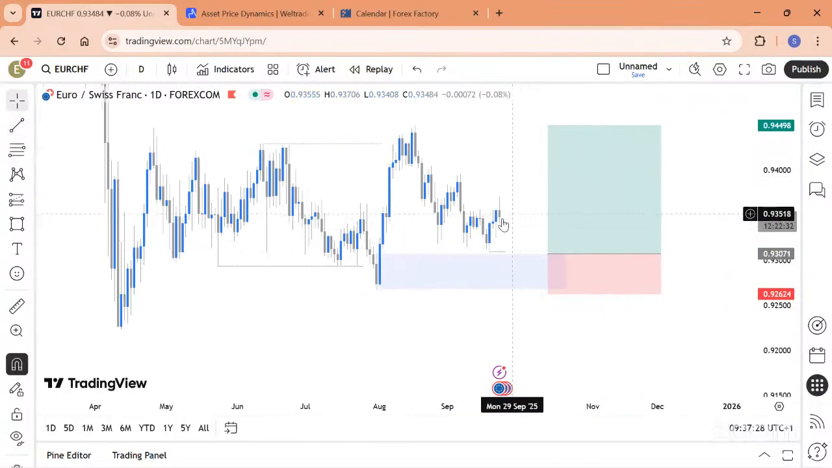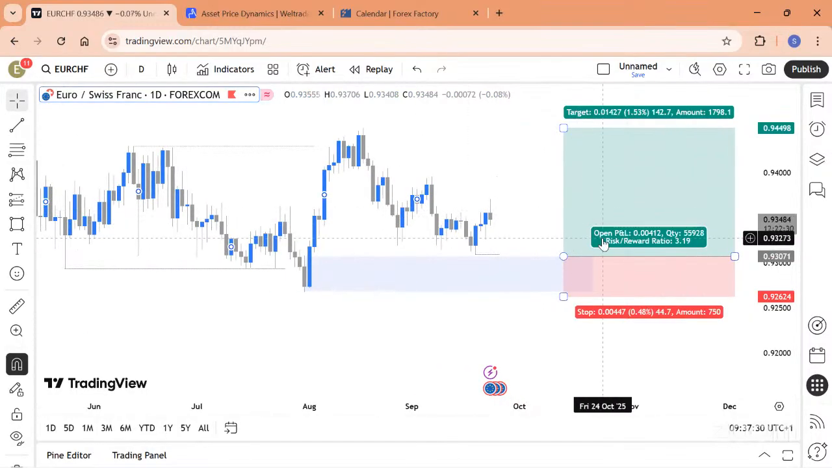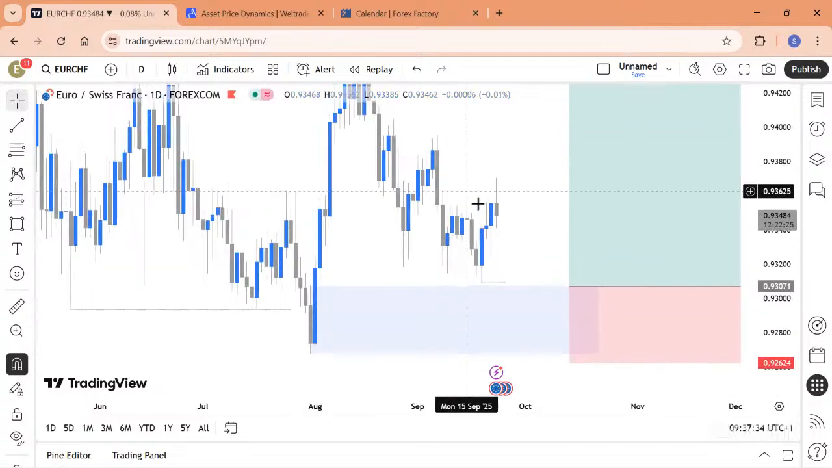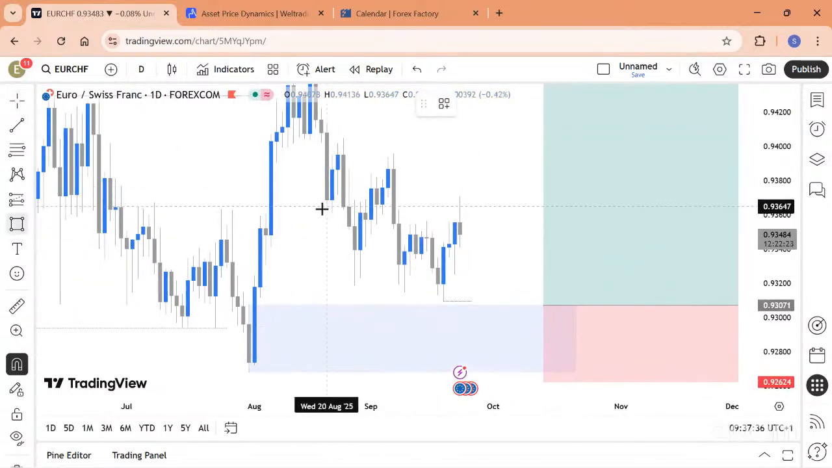Today I spotted something while waiting for this buy to activate. Can we see something on the daily time frame? Can you see this area here? This area looks like a key level that price is reacting from. What do we see? Let me show you.